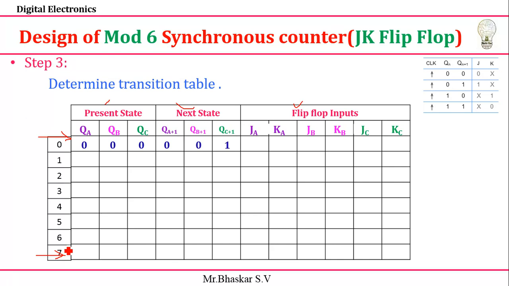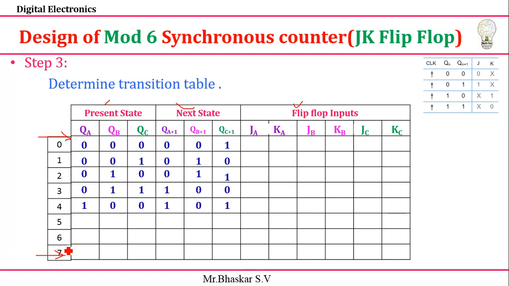Next, suppose it is 1, 001 is there, then what is the next state? I'll get 2, 010. Suppose 2 is there, 010 is there. What is the next state? 3, 011. Suppose 3 is there, 011 is there. What is the next value? 4. The value 4 is nothing but 100. Next, 4 is there, 100 is there. What is the next value? 5, 101. Okay, take care about this one.